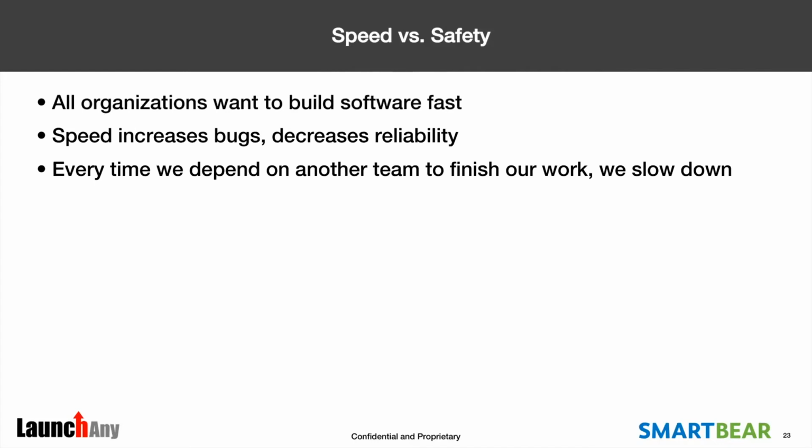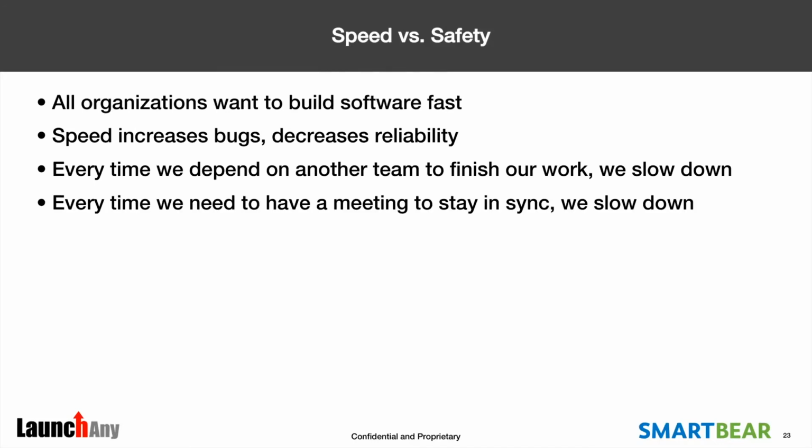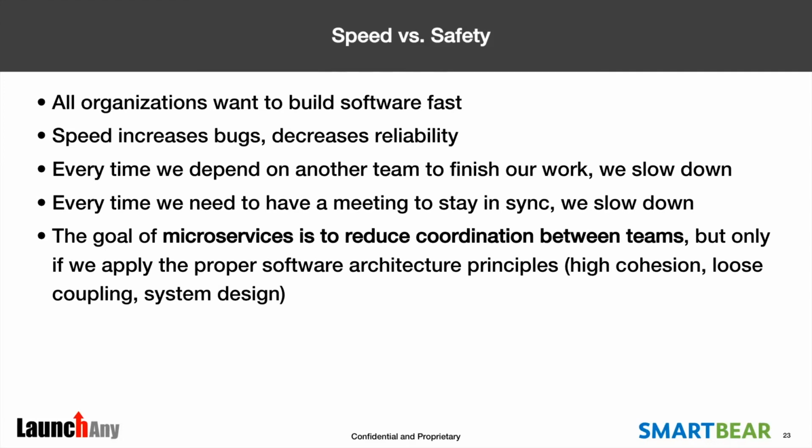As we break our work down and we require other teams to finish our work, we slow down. Every time we have to have a meeting to stay in sync with other teams, we slow down. So the goal of microservices is to reduce coordination between those teams by decomposing the software into independently deployable and manageable services that expose one portion of a particular business's capabilities.